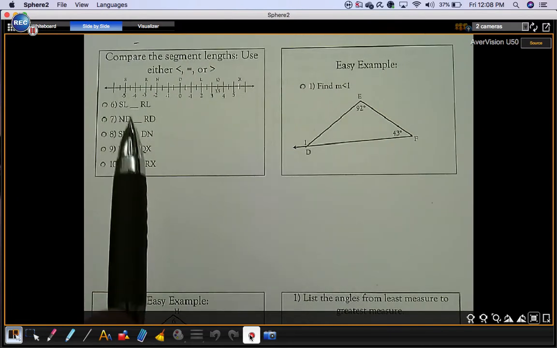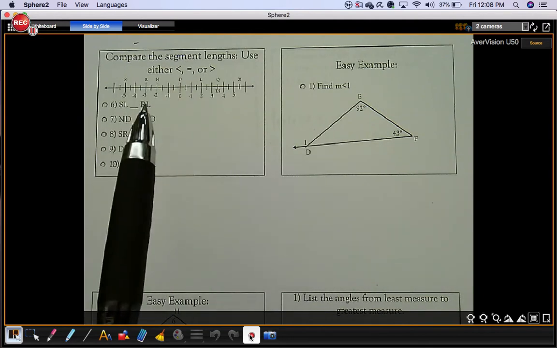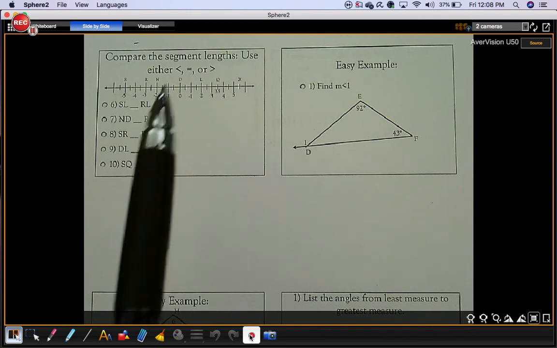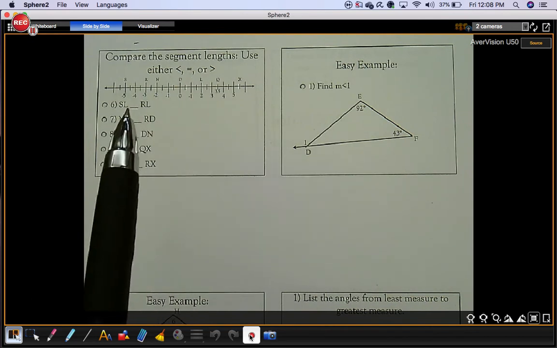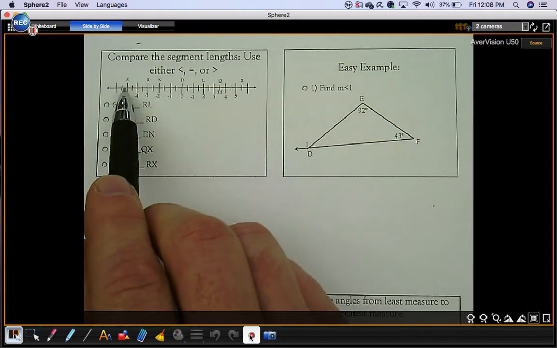Okay, so we're going to compare some segment lengths. You're going to have to do this on your test as well. You need to find the lengths first and then compare them. They're either equal or one of them is bigger. That's what our comparison property says. So we're going to find our lengths from S to L. How far is that? Well, you can count.